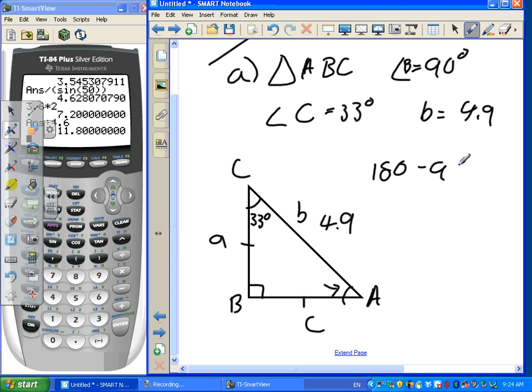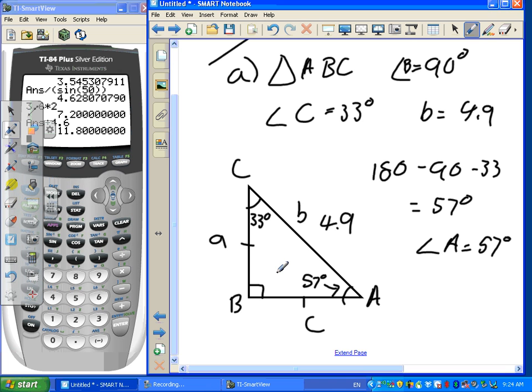180, subtract 90, subtract 33. Okay? 90 subtract 33, 57? Is that right? Is that calculator? 57 degrees. Yeah, that makes sense. Okay, so we've already solved for angle A. Angle A, 57 degrees. Now I have to solve for side A and side C.